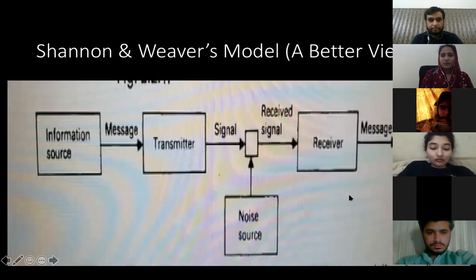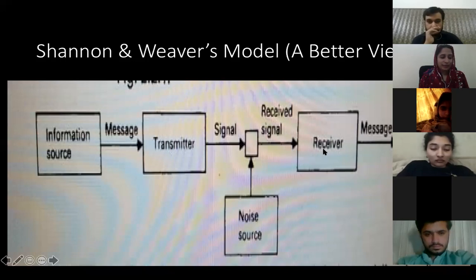Very good. All right, let's move on to our next slide now. Shannon and Weaver's model, a better view. This is the same model that I just showed you in my previous slide, but the image wasn't very clear there. See, the information begins from a source and the message goes in the form of signals. It goes to the transmitter, again in the form of signals, and that's where noise can intervene. Then you receive signals at a receiver, it goes to the telephone set or radio set, and then the message finally reaches the destination.